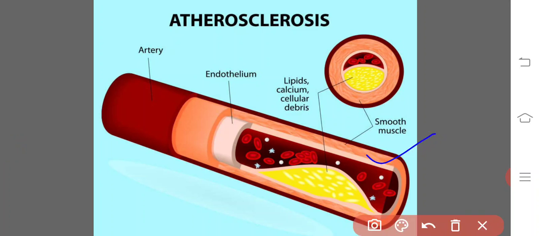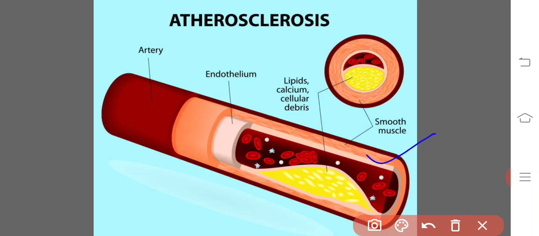Otherwise there will be a block for the blood circulation, and as a result of this there will be a stoppage of blood supply to important organs like the heart and as well as the brain. And in some cases the coronary arteries become very thin, that is known as ischemia.